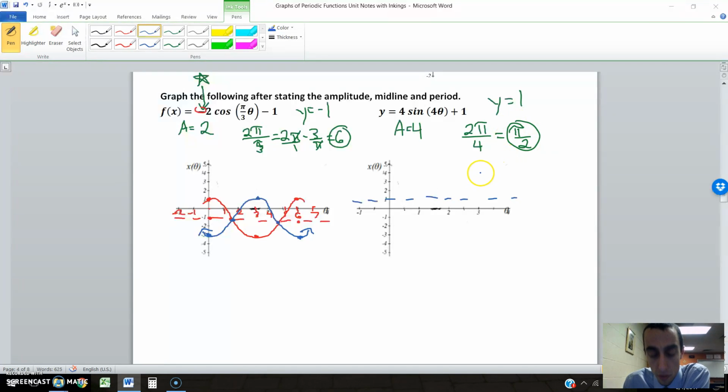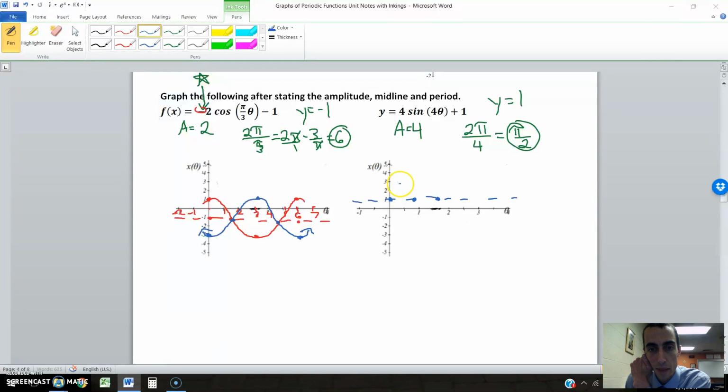Next, the period's pi over 2. So this is going to complete an entire cycle from an x value of 0 to an x value of pi over 2. Pi over 2 is about 1.57, which is right there. Remember that the sine graph starts at the midline, goes up, hits the midline, goes down below, goes back up. So it's going to hit that midline halfway between 0 and pi over 2, which would be a little less than 8/10. So about right there.